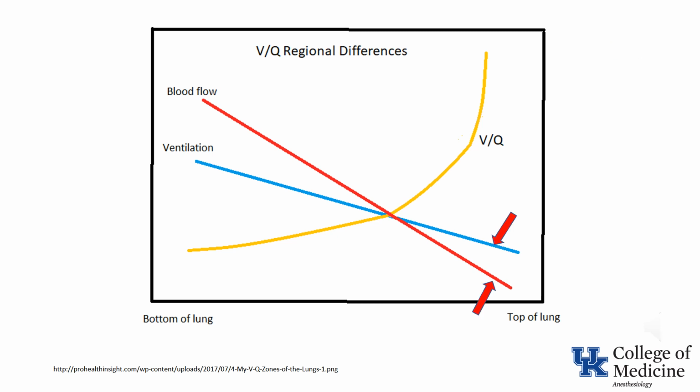The situation is reversed towards the apex of the lung, where ventilation exceeds perfusion. This results in a VQ ratio of greater than 1. At the very top of the lung, there is no perfusion, but ventilation persists, resulting in a VQ ratio that approaches infinity. These lung units represent dead space.